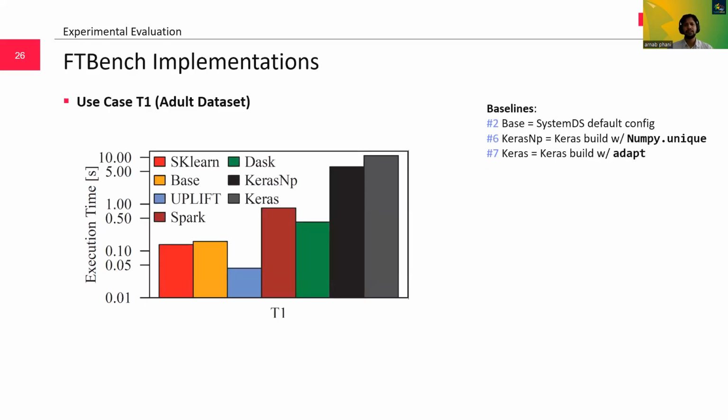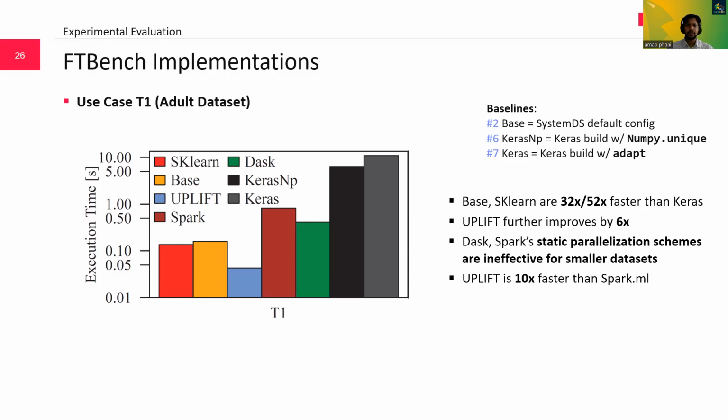Now we will see the results of FTBench use cases. This figure shows the runtime of all the baselines for the use case T1, which is on the adult dataset. The observations are SystemDS and scikit-learn are 32x and 52x faster than Keras. UPLIFT further improves by 6x. Dask and Spark static parallelization schemes are ineffective for smaller datasets, while UPLIFT is nearly 10x faster than Spark ML.